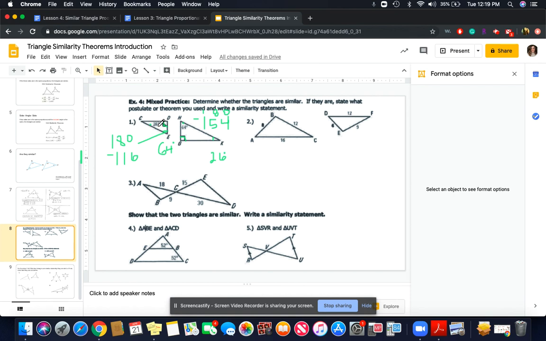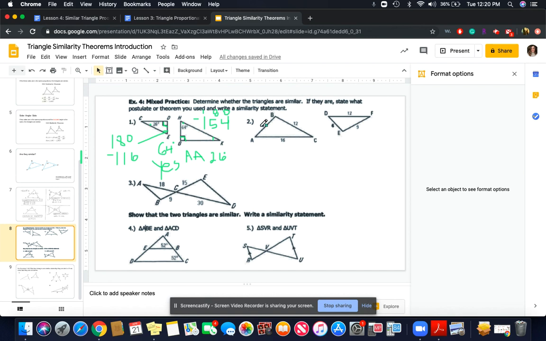I have all congruent angles. I have at least two of them. So yes, by angle, angle. Now, this second example, I have three sides, so it might be side, side, side. Question is, are my sides proportional? Is the scale factor consistent for all of the sides?